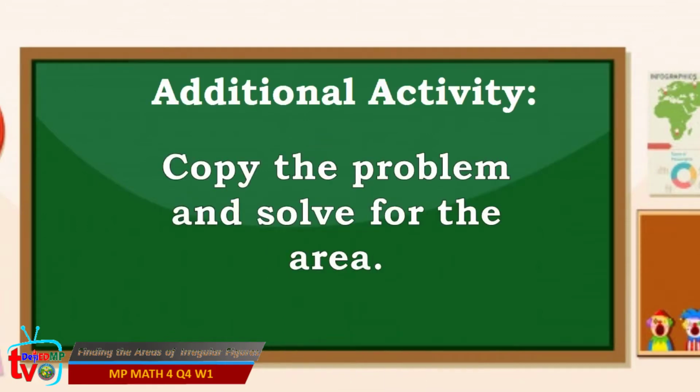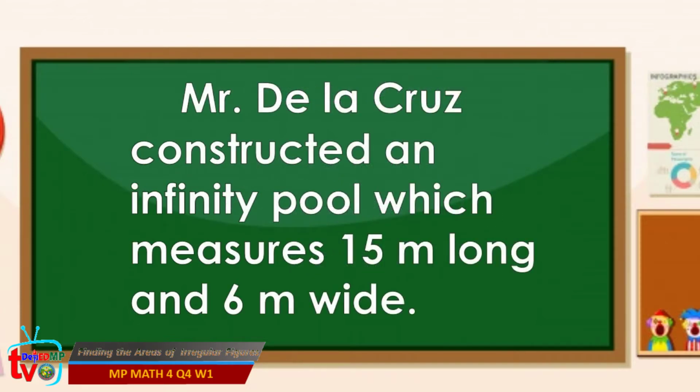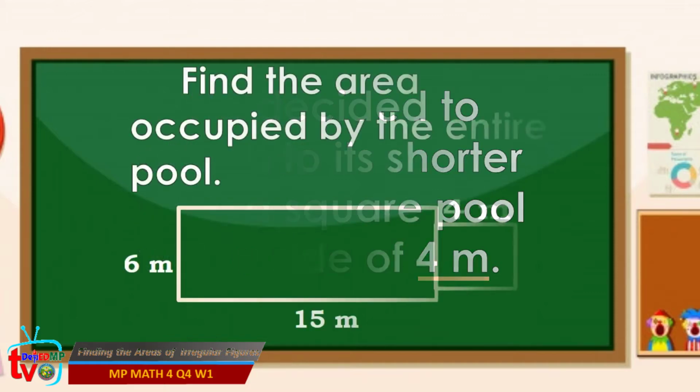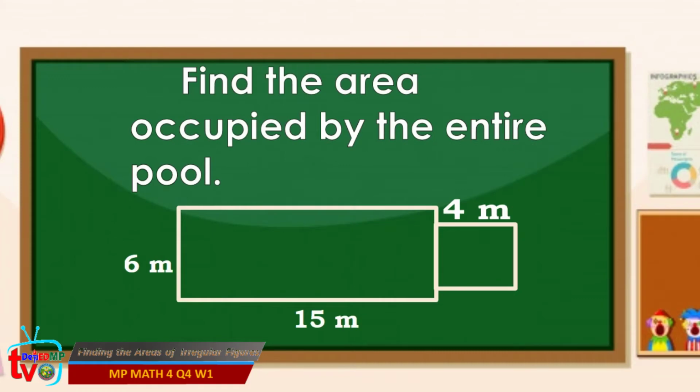Copy the problem and solve for the area. Mr. De La Cruz constructed an infinity pool which measures 15 meters long and 6 meters wide. He decided to attach to its shorter side a square pool with a side of 4 meters. Find the area occupied by the entire pool.